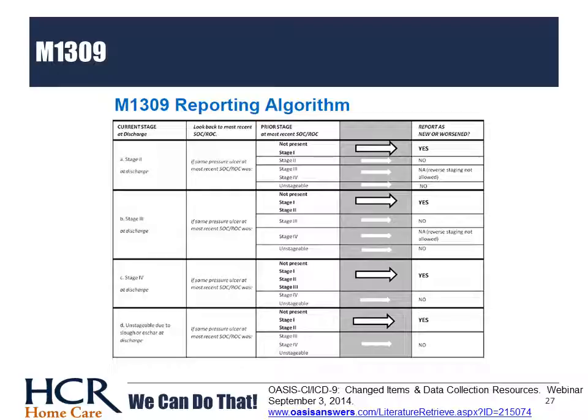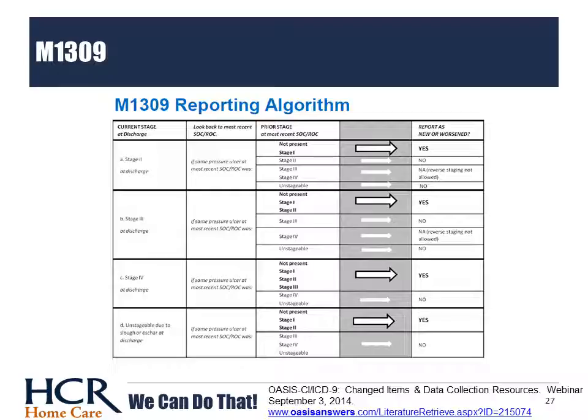The third column is the prior stage of that same pressure ulcer at the most recent start of care or resumption of care. And then the final column, all the way over to the right, is whether you would report it as new or worsened. And again, that would indicate that you do need to report that wound, that pressure ulcer, as worsening.